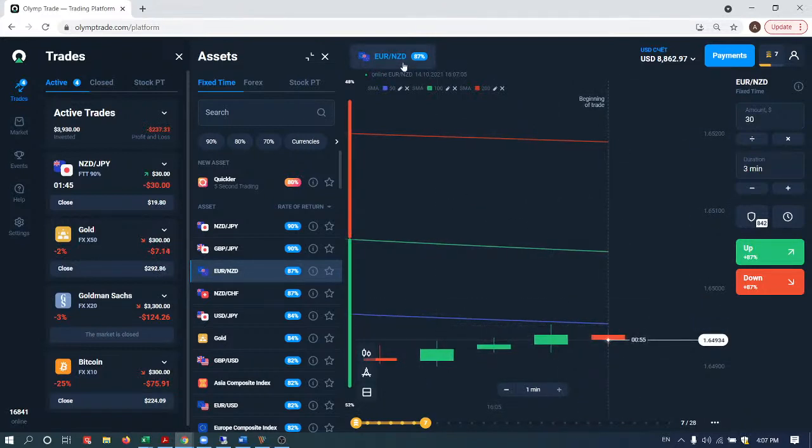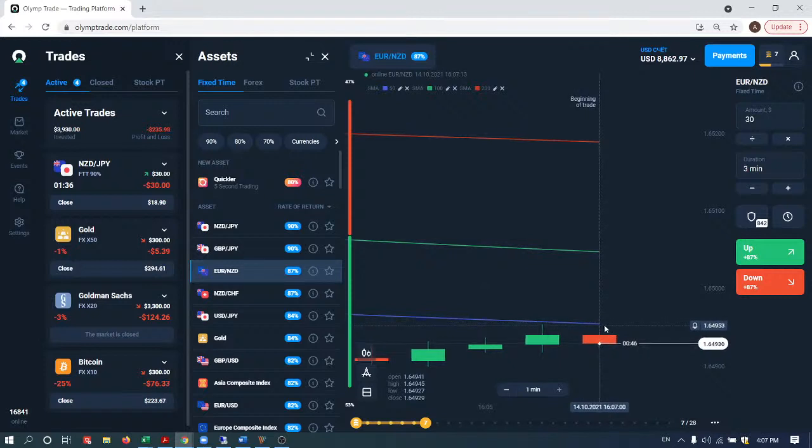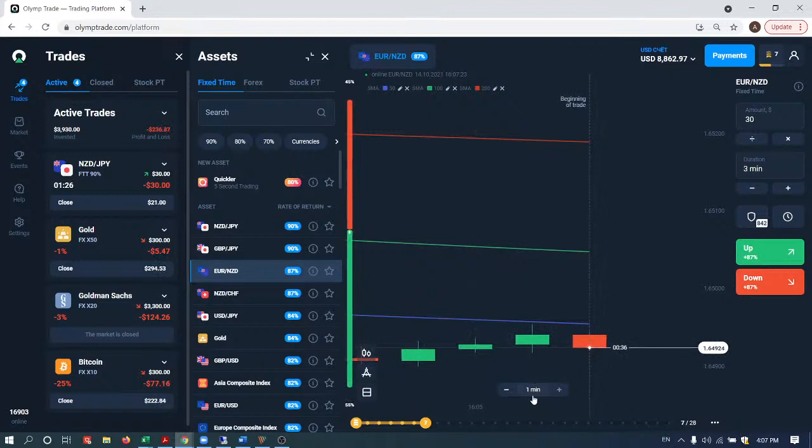Now, I am looking at the Euro NZD chart, and in this chart, I can see that the price is trading right under the 50 SMA, which is the blue line here. And this blue line, this 50 SMA, now acts as... what is your time frame? So my time frame now is 1 minute.